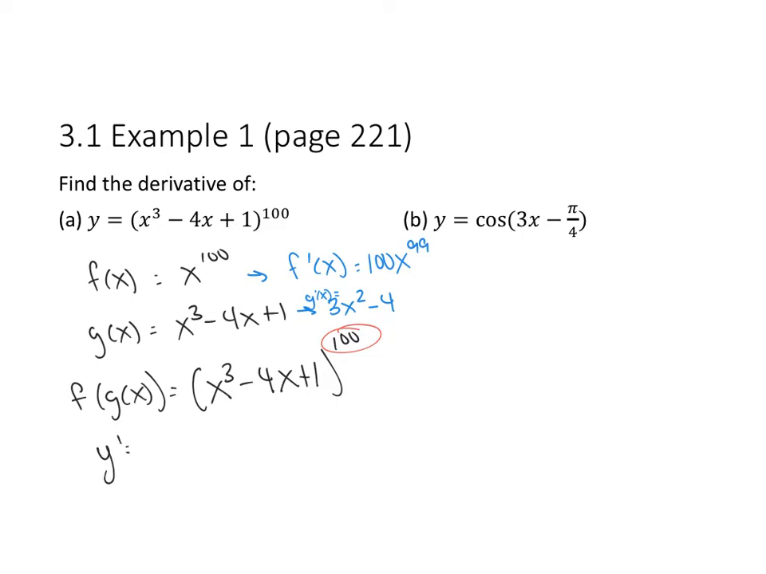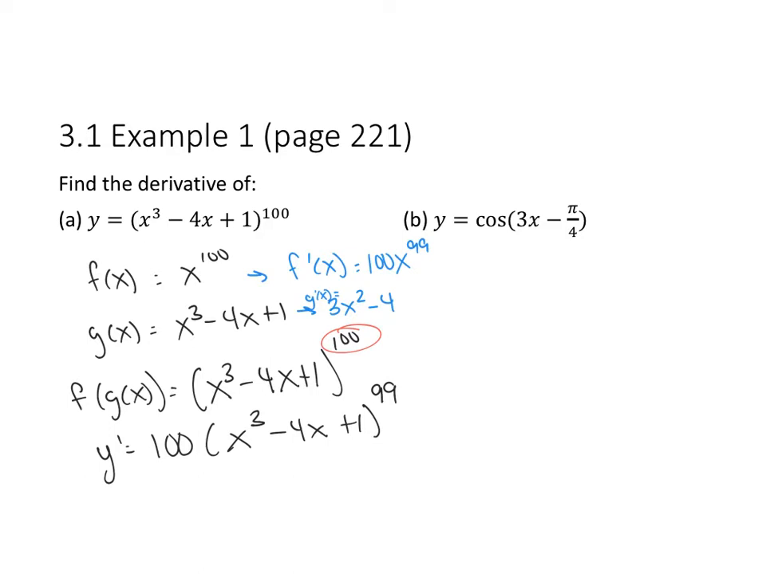So my y prime is going to be 100. The baby stays alone: x cubed minus 4x plus 1 to the 99. So that's the power rule, the same power rule that we saw up here when it was just x to the 100: 100 times x to the 99. So the 100 came down, and I take 1 minus it, and I get to my 99.